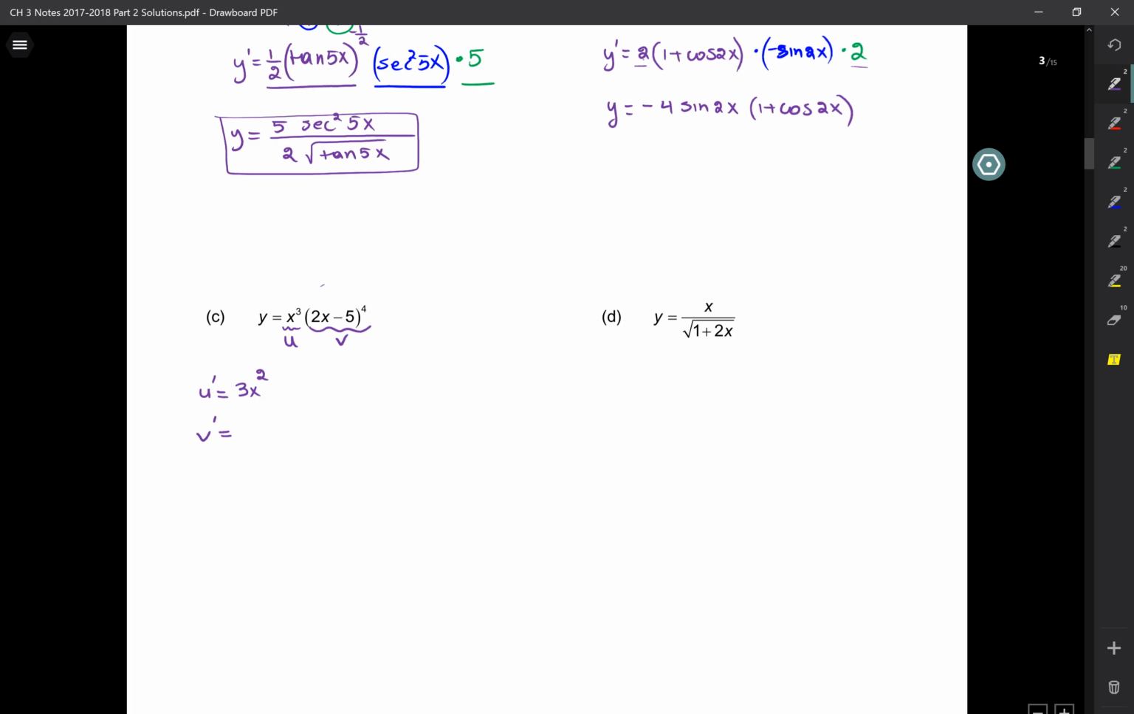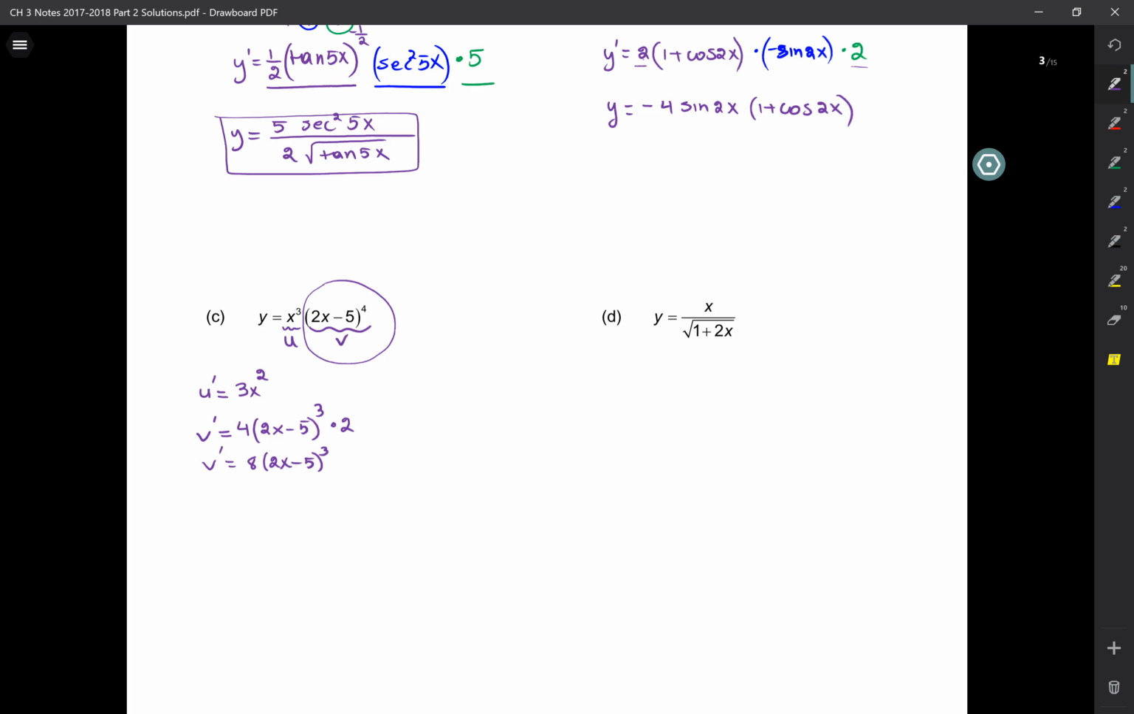Now that's the derivative of this. So the 4 will come down. 4 times 2x minus 5 to the third, times 2. Okay, awesome. That means it's 8 times 2x minus 5 cubed. Also, in finding V prime, you have to use the power, the chain rule.